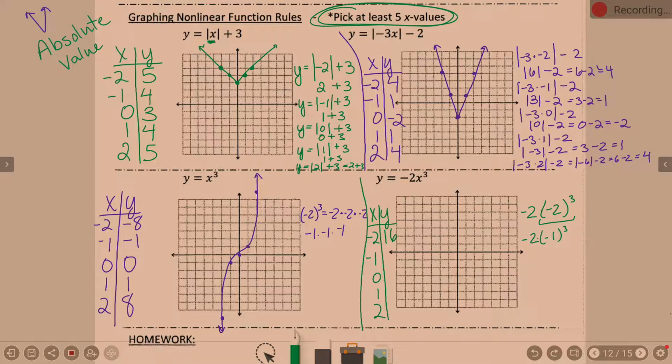So negative 2 times negative 1 to the third. Well, what is negative 1 to the third? Negative 1. Yeah. And then negative 1 times negative 2? 2. Negative times negative makes it a positive.